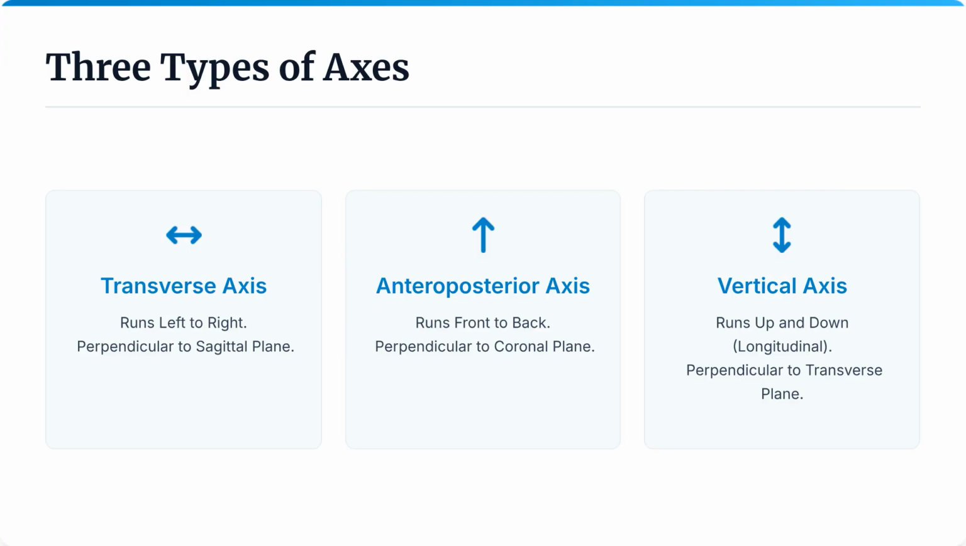The transverse axis runs left to right and is perpendicular to the sagittal plane. The antero-posterior axis runs front to back and is perpendicular to the coronal plane. The vertical axis runs up and down and is perpendicular to the transverse plane.